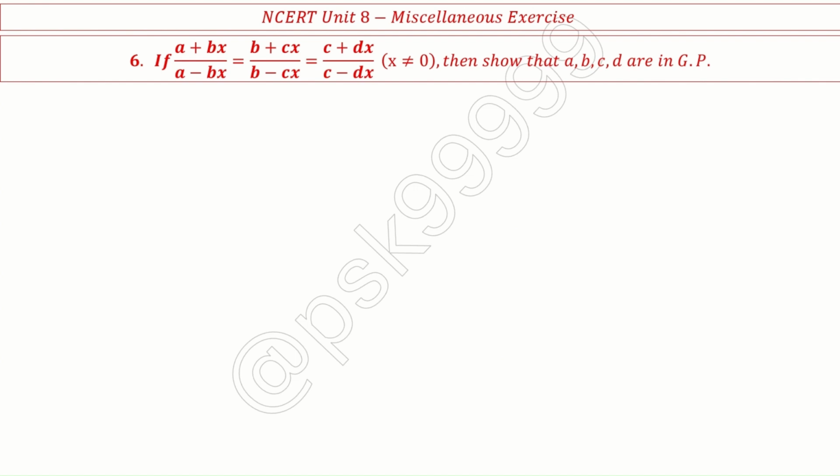If a plus bx divided by a minus bx equals b plus cx divided by b minus cx equals c plus dx divided by c minus dx, then show that a, b, c, d are in GP. Okay, how do you show 4 numbers are in GP? You take the first 3 numbers, prove that b square equals ac, take the second set of 3 numbers and prove that c square equals bd. Okay, then all of them are in GP. That's what we'll do now.